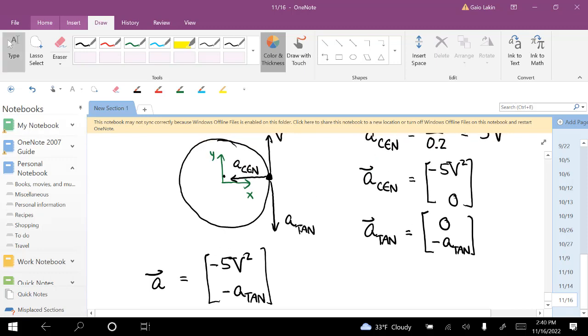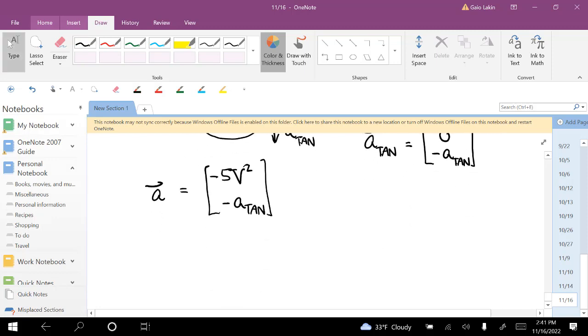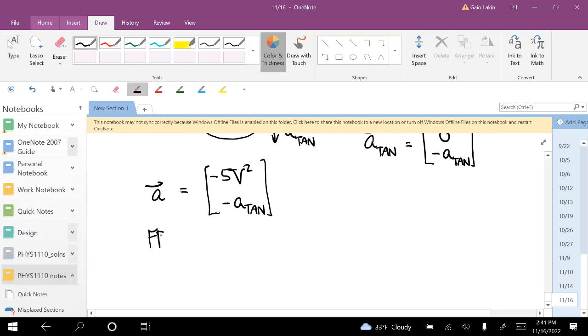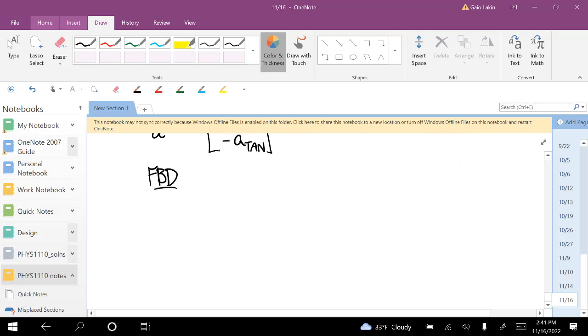Okay, well, now that we have what we know about the acceleration vector, I'm going to draw a free body diagram of the ball at this instant. So a free body diagram looks like this. Here's the ball. The weight acts down. That's 0.1 times 9.81, so 0.981.